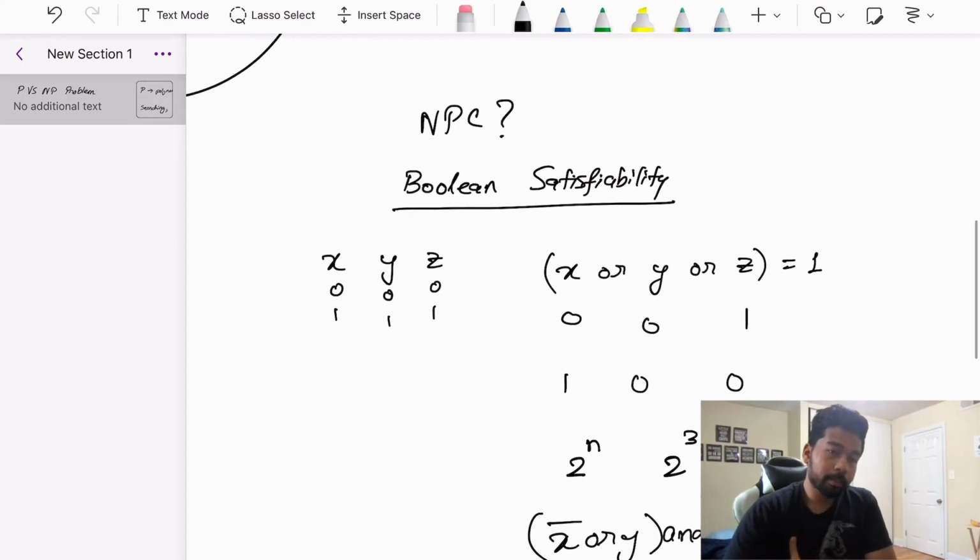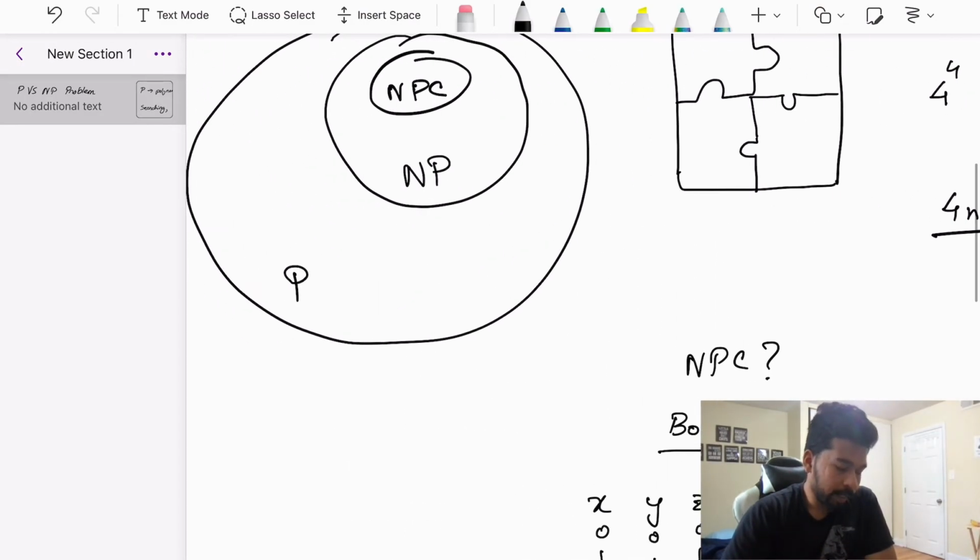Now you know what NP-complete is, right? And you know what NP is. NP is this area right here, outside NP-complete and inside NP: problems which cannot be converted into the Boolean satisfiability problem, but can have exponential time solutions and can be verified in polynomial time, right?